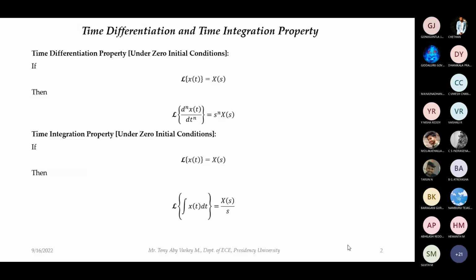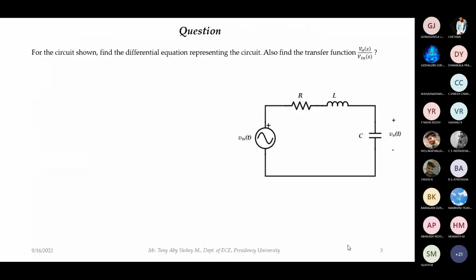Now let us start with a question. This is a very simple question. For the circuit shown, find the differential equation representing the system. Also find the transfer function V output of s by V input of s. The input is V in of t, an AC source, and the output is the voltage taken across the capacitor, as mentioned in the circuit diagram.